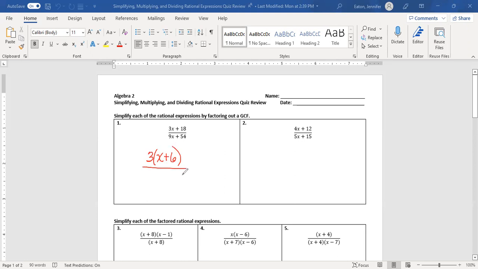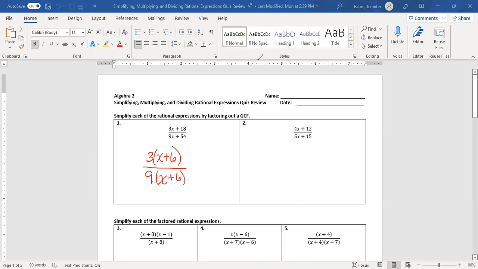Now let's do the denominator. 9x and 54. What divides both 9 and 54? 9 divides both 9 and 54. So we're going to put that in the front. 9x divided by 9 is x, and 54 divided by 9 is 6.